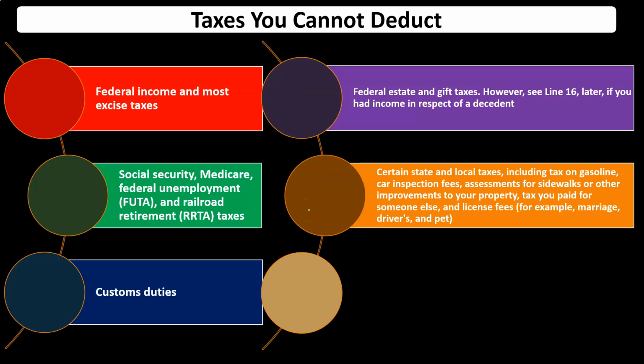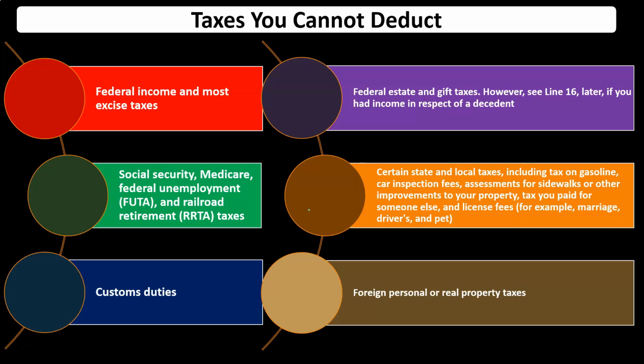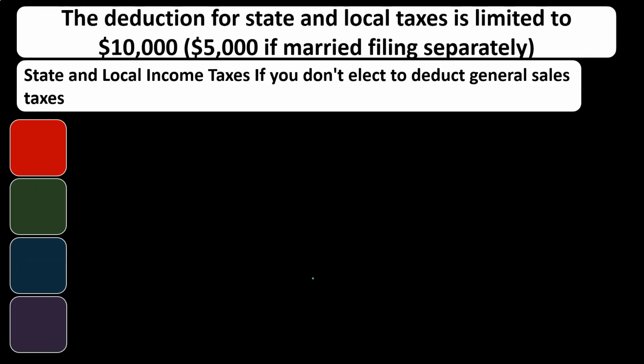Certain state and local taxes are excluded, including tax on gasoline, car inspection fees, assessments for sidewalk or other improvements to your property, tax you paid for someone else, and license fees, for example, marriage, driver's license, and pet. So those are taxes that they're basically excluding at this point. Foreign personal and real property taxes. So if it's a foreign tax for personal and real property.